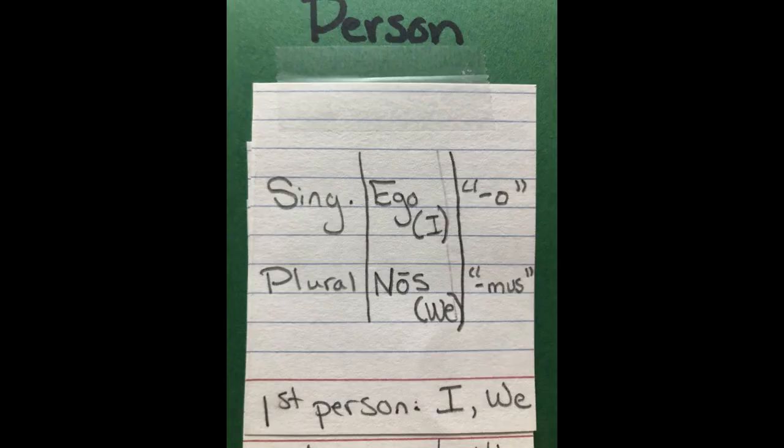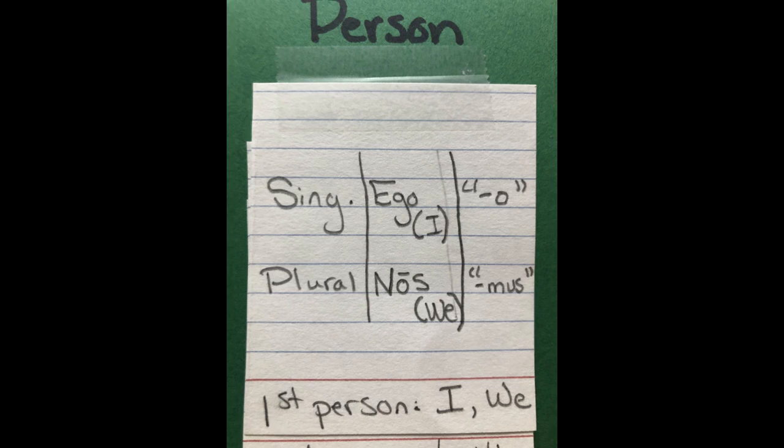Okay, kids, so now I want you to turn your attention to the person column. You have 3 note cards in the person column. Let's start with the top one. At the bottom of the note card, write first person, then a colon, which is dot dot. The 2 examples of the first person are I and we.